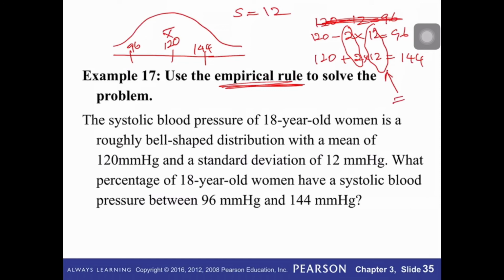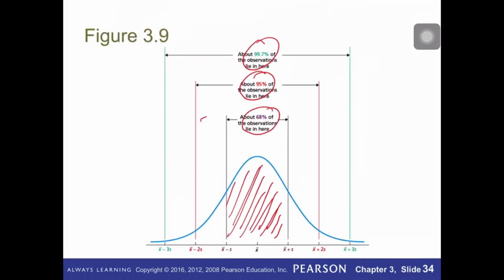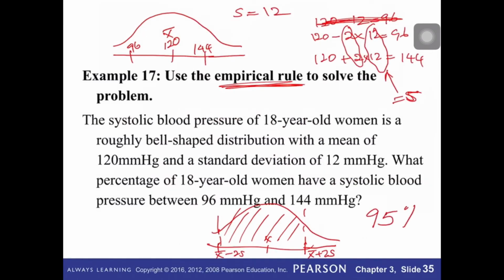This 12 is my s. So this is within 2 standard deviations, right? This is x bar, this is x bar plus 2s, this is x bar minus 2s. So according to the empirical rule, what is the percentage? For 2 standard deviations, it is 95%. Clear? So this is how we solve problems by simply using the empirical rule.